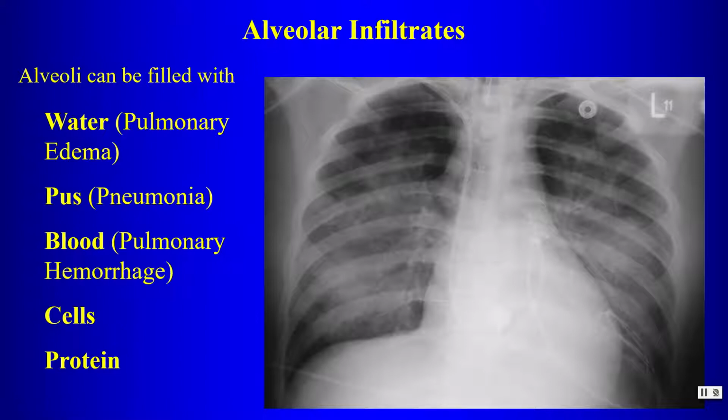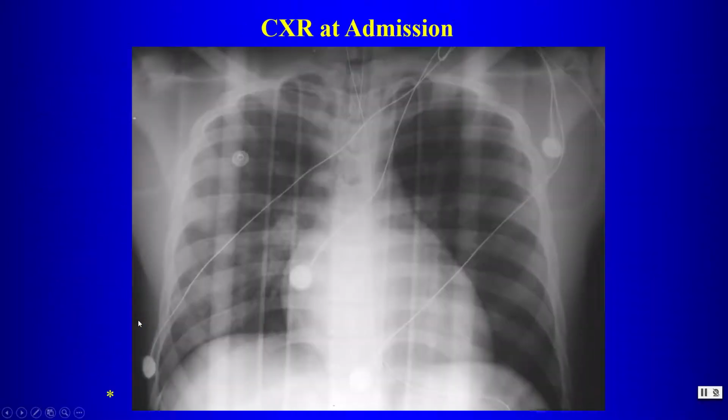It can give you an infiltrative appearance in the lung parenchyma with air bronchograms. And in a rare disease like pulmonary alveolar proteinosis, the alveoli can be filled with protein. So we'll start with this case.